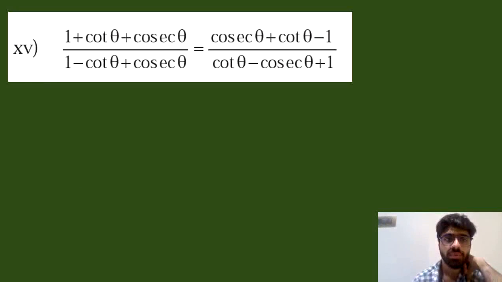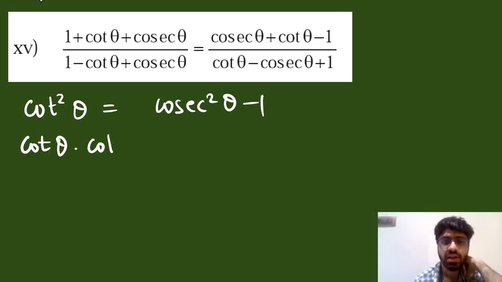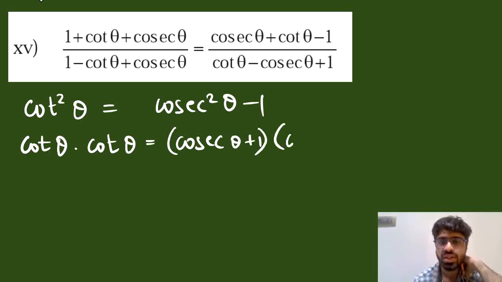Okay, the sum involving three terms of trigonometric identities. So here it is very clear that we need to use the result: cot square theta plus 1 would be equal to cosec square theta. Take that 1 on the right. So you have cot square theta is cosec square theta minus 1, and you can write cot square theta as cot theta into cot theta. Cosec square theta minus 1 can be written as cosec theta plus 1 into cosec theta minus 1.